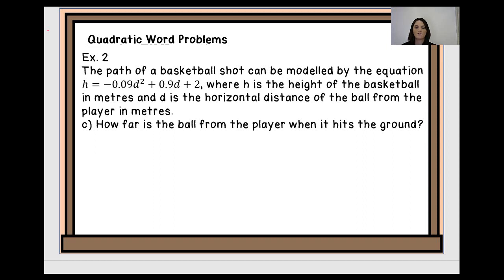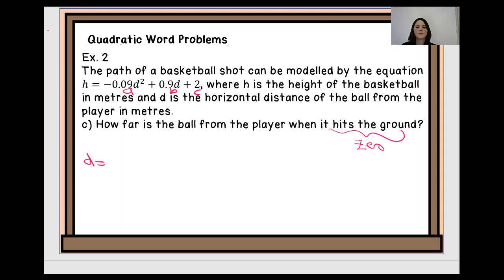How far is the ball from the player when it hits the ground? So this time we're looking for the 0. So it hits the ground, that's a 0. Or in other words, the x-intercept. So we're going to use our quadratic formula and substitute in to find our zeros.